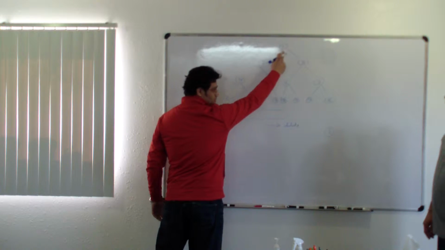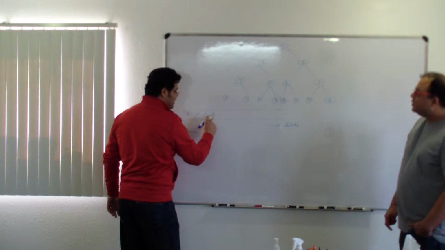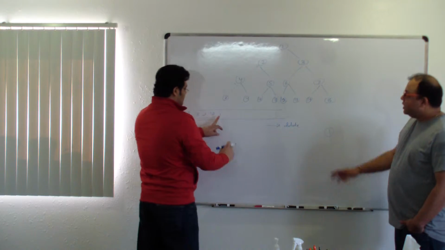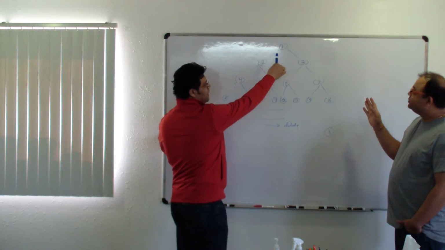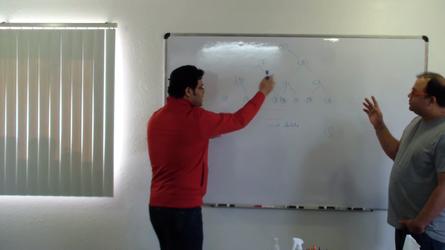First time we picked this one, right? We added and then added a null. Then we extracted one from the queue. We printed it, looked at the left and right. We added 2 and 3, left and right.